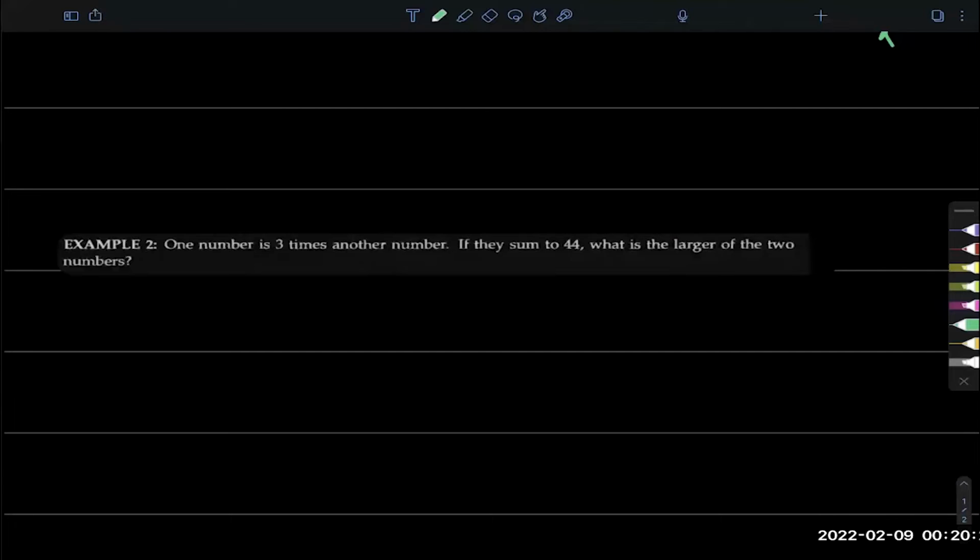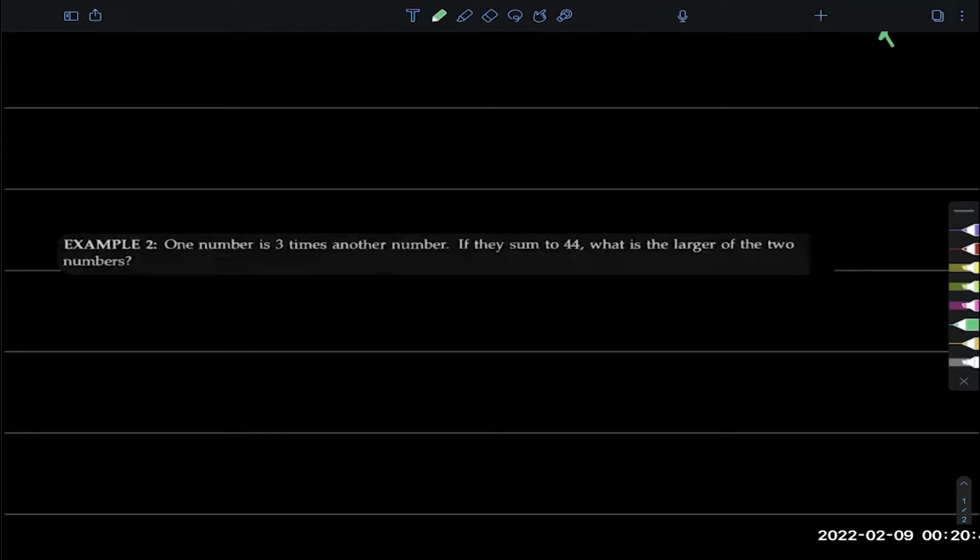Sorry, I have a guess on how to do this. So would you do x plus 3x equals 44? One number is 3 times another number. So x plus 3x equals 44. Okay. And then you combine it.